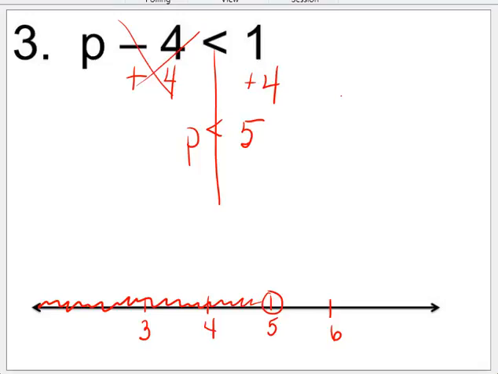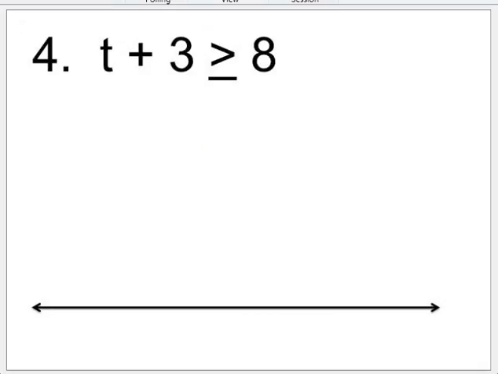I've got many examples, like I said. They're all basically the same, but we're going to keep working through them so you see lots of different types. This problem, we need to get the t by itself. The opposite of a positive 3 is a negative 3 on both sides. That creates 0, and I get t is greater than or equal to 5.